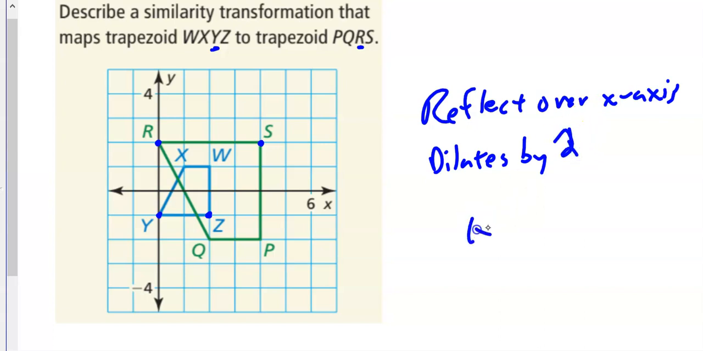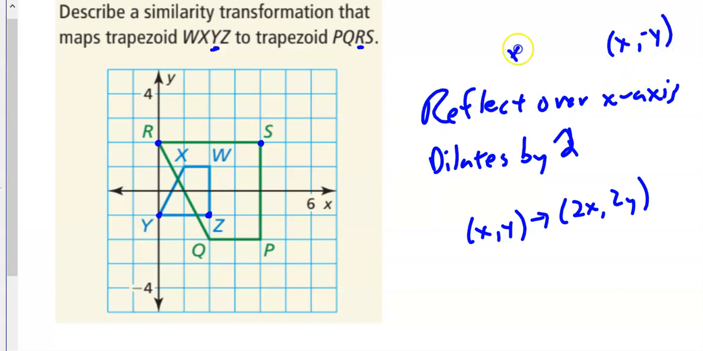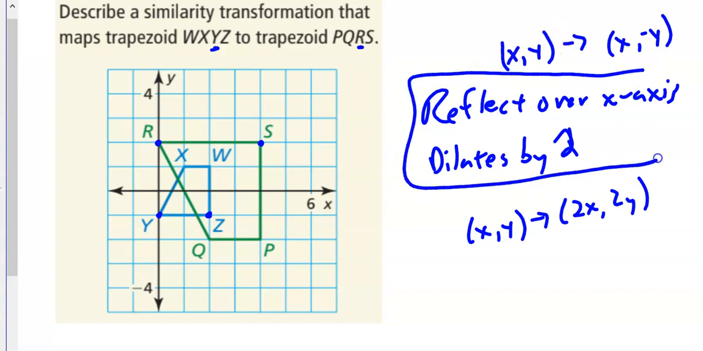So in other words, if you think about your ordered pairs, this is what you would be doing. 2x, 2y. Reflects over the x-axis, that would make your y's negative. So this portion here would be doing x and making the y's negative. Again, you can combine those. But it simply just said describe, so this is what we're looking for when it said describe.